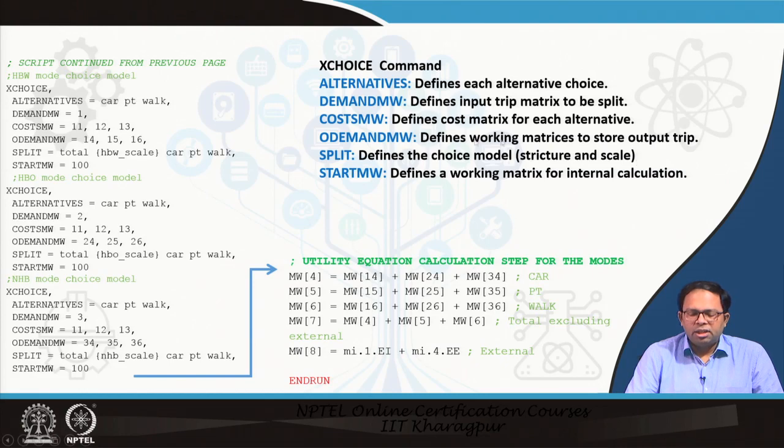Then SPLIT is the type of mode choice model that we are going to use. Car, PT, walk, these are the 3 mode choices that we will break trips into. We also use the scale, HBW scale, and then STARTMW defines a walking matrix for internal calculations. So this is for internal purposes, and then we have to develop the utility equations. After this we go into the step where we define the utility equation for car, PT, walk, and so on, and using this we can run the mode choice model.